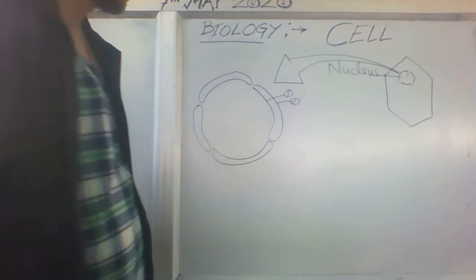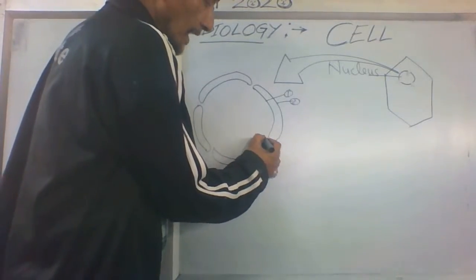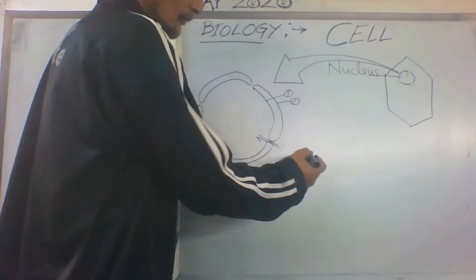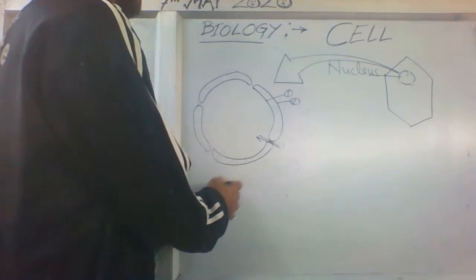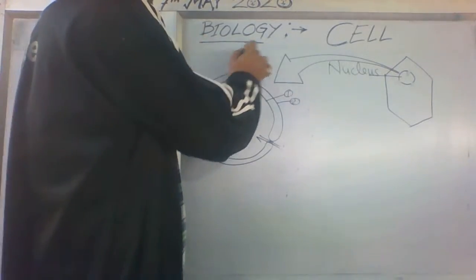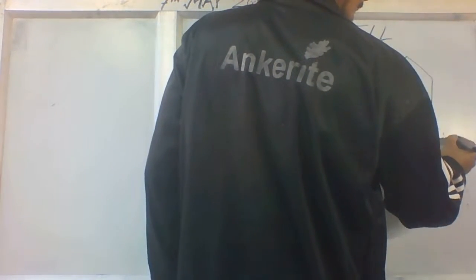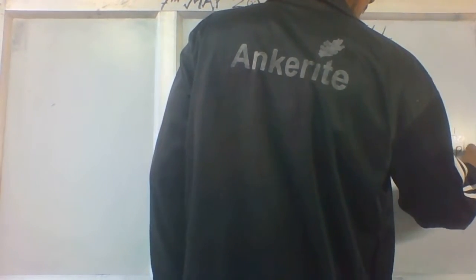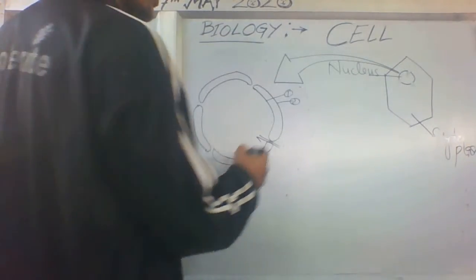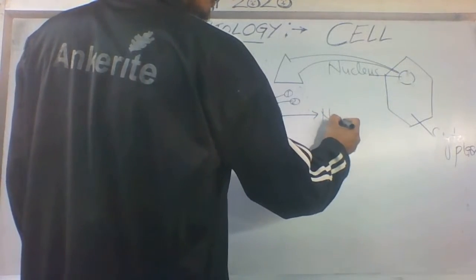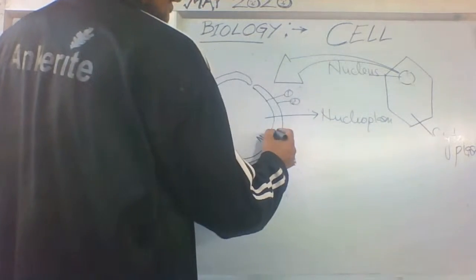These are pores. What are these pores meant for? These are meant for exchange of material with the cell, the cytoplasm. The material found in the cell is called the cytoplasm, and the material inside the nucleus is called the nucleoplasm. It is double layered.